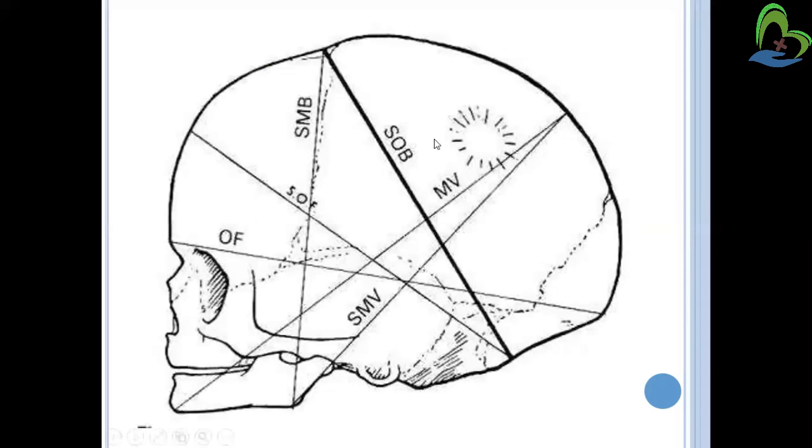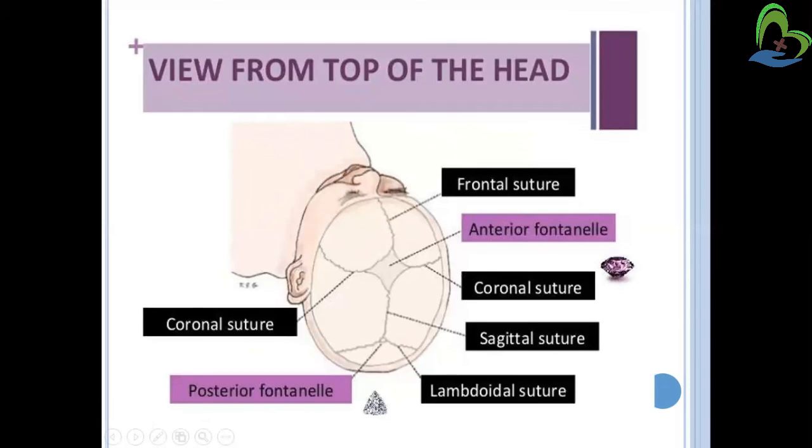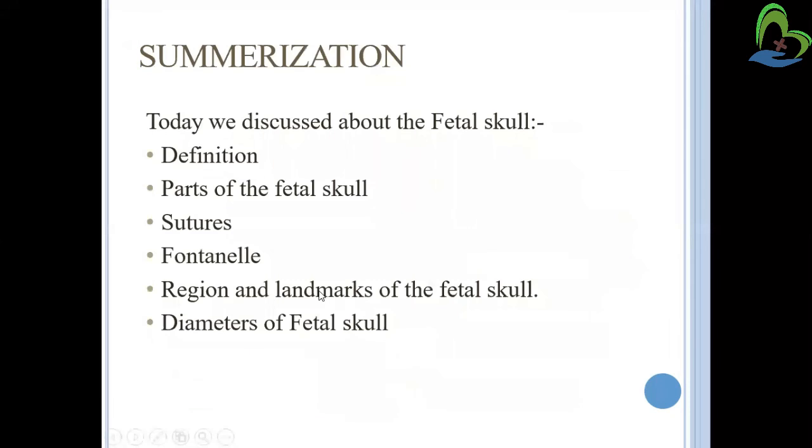So here you can see the suboccipitobregmatic, then suboccipitofrontal, occipitofrontal, then submentovertical, and submentobregmatic. Then here are the sutures: frontal suture, anterior fontanelle, coronal suture, sagittal suture, lambdoid suture, posterior fontanelle, and the coronal suture.